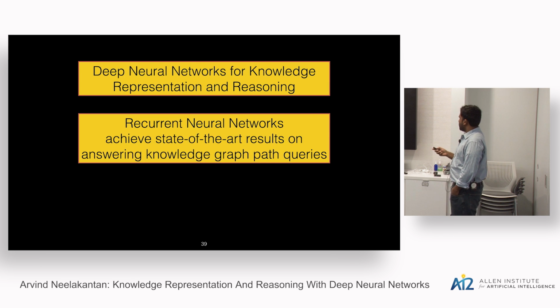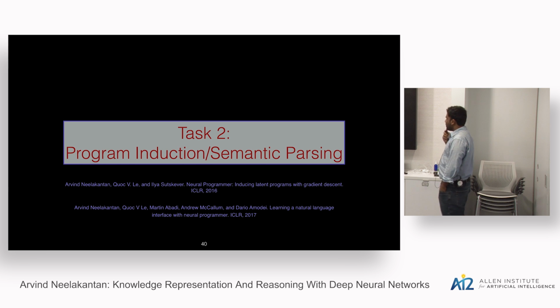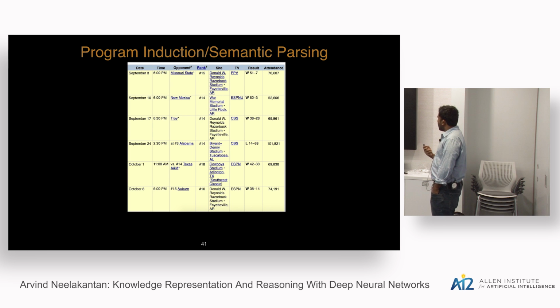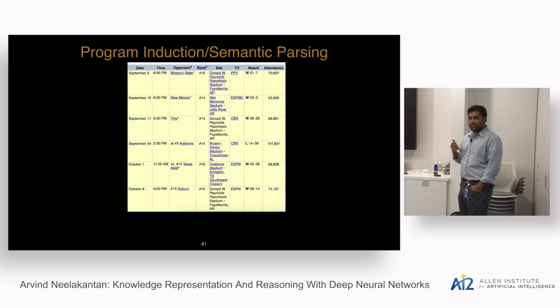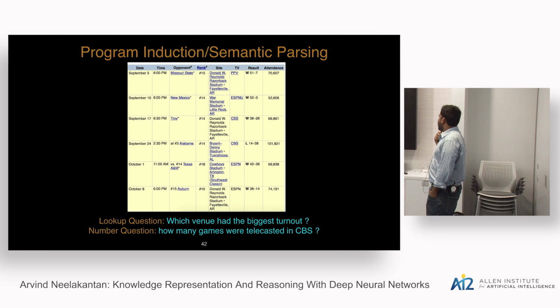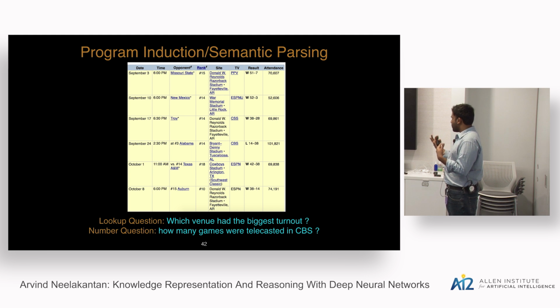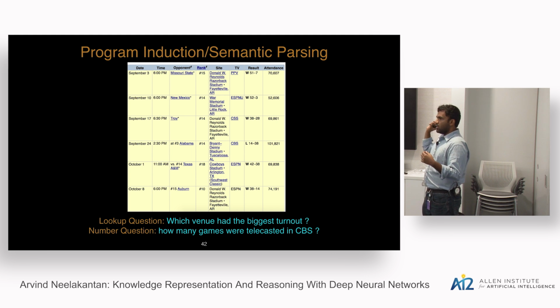Okay, so this is all I have to say for task 1, which is basically performing simple reasoning, but on a massive structured knowledge graph. Okay, so now I want to move on to task 2, which is to do program induction or semantic parsing with neural networks. So to refresh your memories, you have semi-structured tables, and we use this data set from the Stanford NLP group. And there are basically two kinds of questions. So one is the lookup question, for which the answer is an entry in the table or a set of entries in the table. Okay?